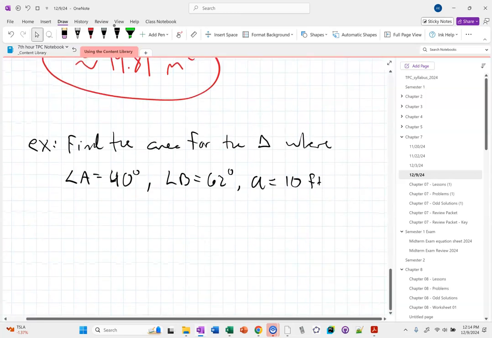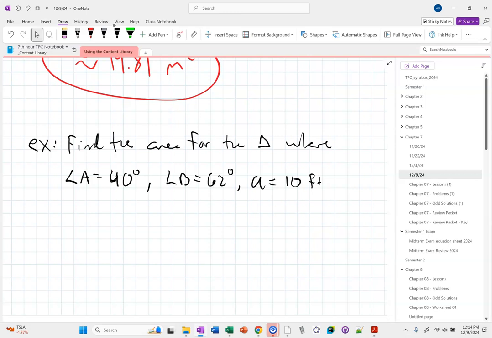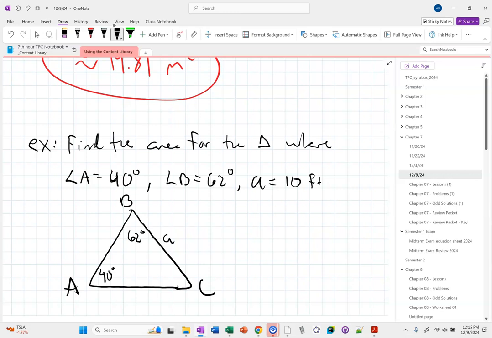So clearly this is not a side angle side or side side side situation, right? I can tell right away because I have two angles given to me. So what I'm going to do is I'm going to just start by drawing the picture. So far, so good.